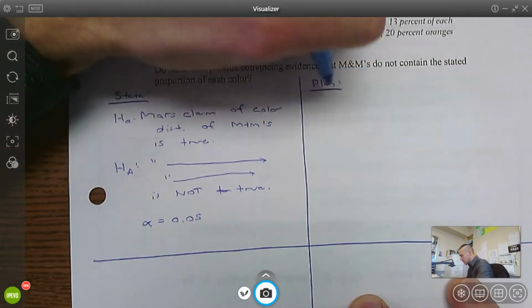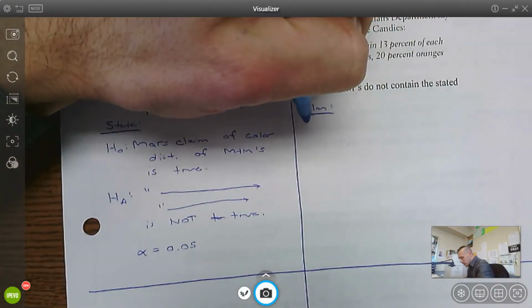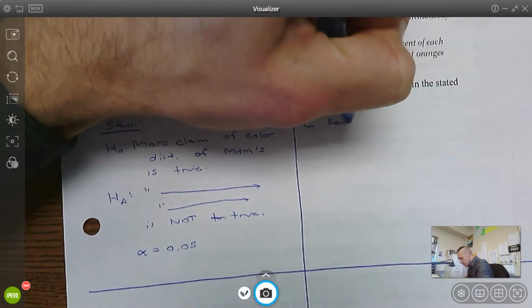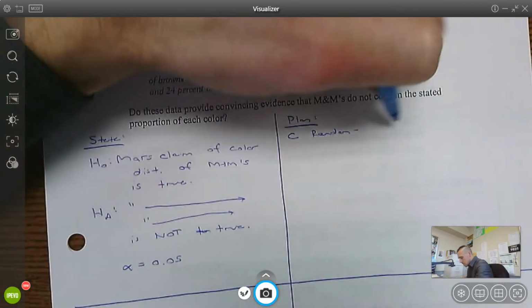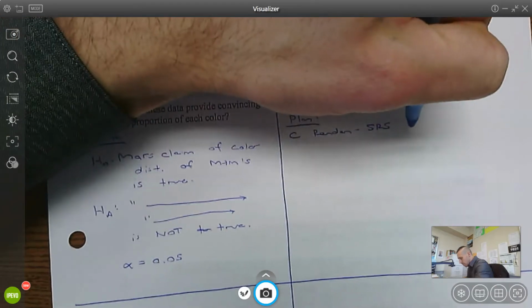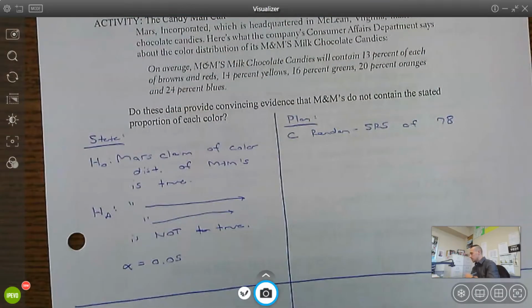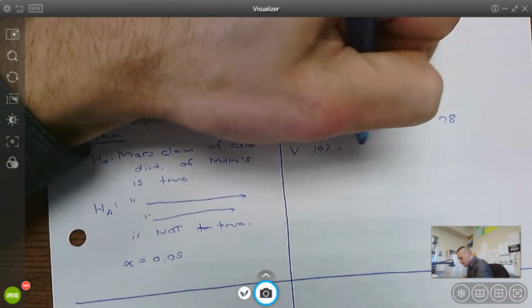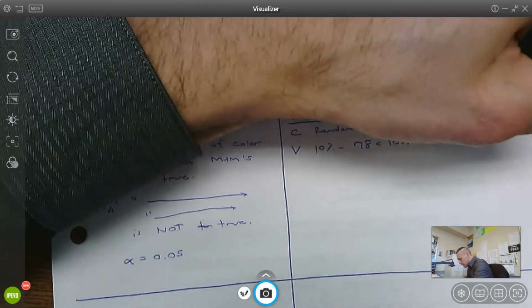Plan. For our sampling distribution, CVS, we're going to check still the random condition. Ideally, I would have handed out to you M&Ms in class. They would have been a random sample. So I'm just using some class data from our prior year. It was a simple random sample of 78 M&Ms. For variability, we're sampling without replacement, so we have to check the 10% condition. 78 is less than 10% of all M&Ms.